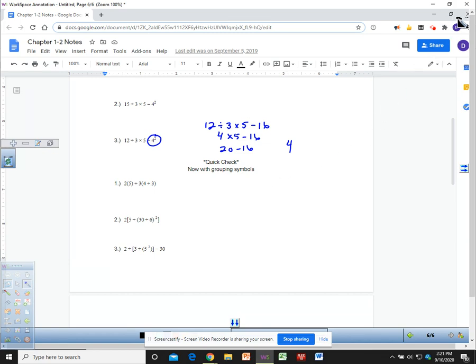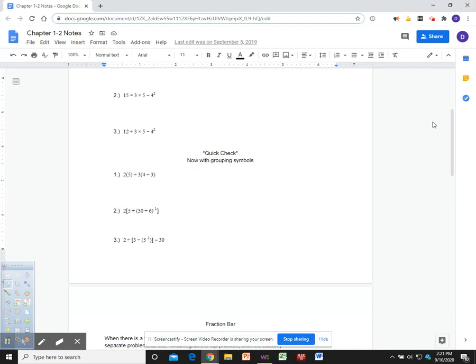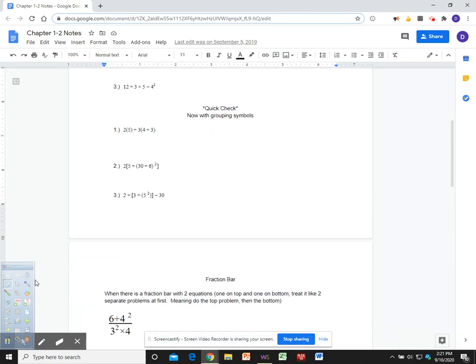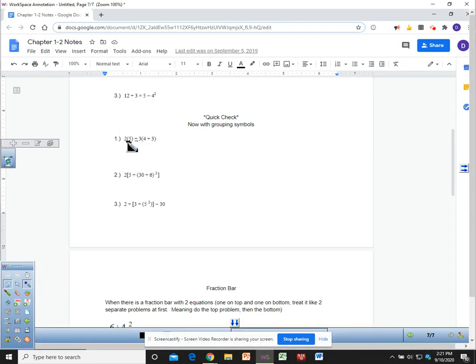Okay, now we're going to work with grouping symbols, which is like parentheses. And I'll show you 2 pretty good examples of what those are going to look like. The first one is this. So this right here is an example of multiplying, so you don't have to worry about doing that first. This is what they mean when they say parentheses, that we have an equation in the parentheses, not just a number. So you start with parentheses.